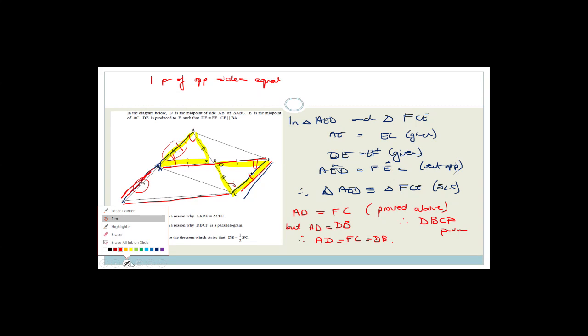Sure, okay, and I'm going to stop there because we've kind of run out of time, but we will carry on with this question and do the last bit in the next lesson.